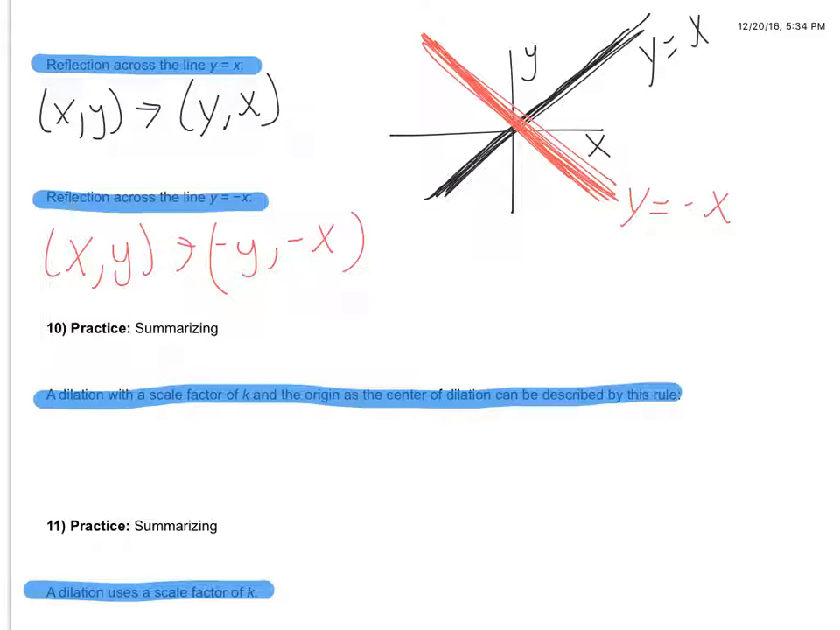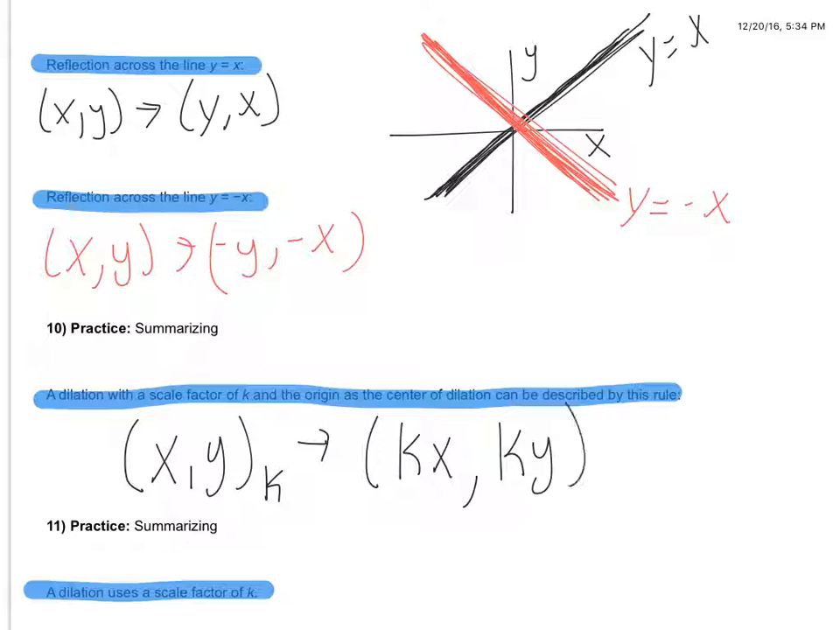So in summary, a dilation with a scale factor of k and the origin as the center of the dilation can be described by this rule. We'll talk about it a little bit more in detail. We'll have our initial points, which is x, y. But what you'll notice is that they'll have a small letter k. That k is going to represent the scale factor. Whatever your scale factor is, it's going to be multiplied by the x value and also multiplied by the y value.